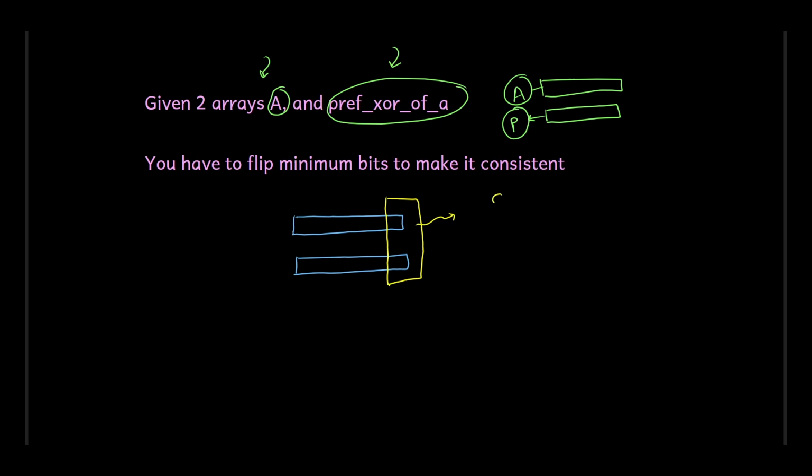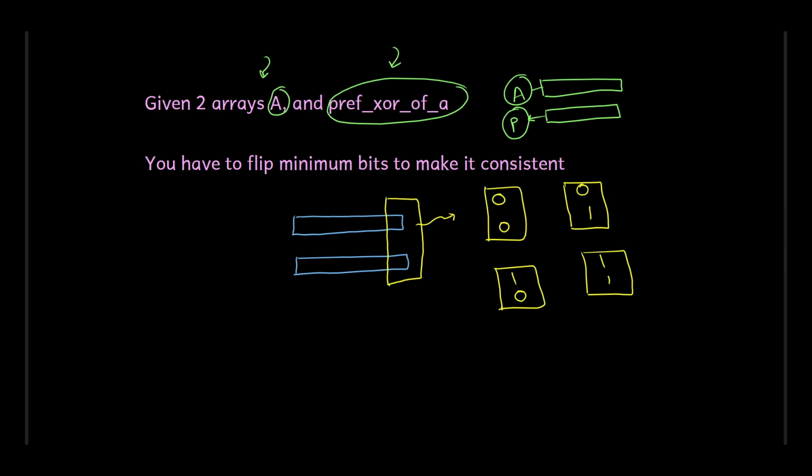So you can see that the original entry at the top might be 0 or 1, and then the prefix XOR can also independently be 0 or 1. So it can either exist in this state 0 comma 0, or in this state 0 comma 1, or in this state 1 comma 0, or this state 1 comma 1.